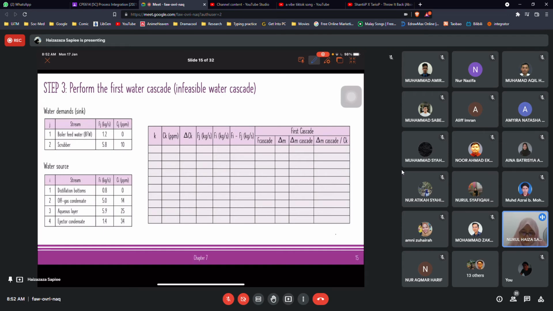So first things first kita ada K. So K ni sama je macam interval in our PTA. So it's just 1, 2, 3, 4, 5, depends on how many intervals that you have. CK ni pula is your concentration levels for all the water sources and demand. So itu adalah concentration daripada lowest to highest kan. So it must be in ascending order. So yang tu memang kena ingat. So basically it's all these values. So dia akan jadi 0, 10, 14, 25, 34. Okay.